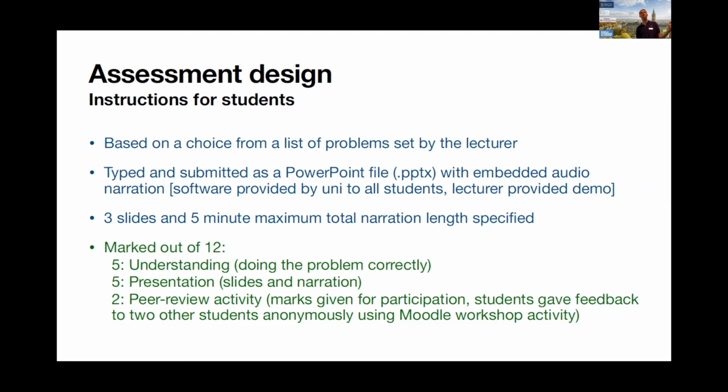So the split was 5 for doing the problem correctly, so the kinds of skills that would have been assessed on a normal tutorial sheet. 5 were for presentation skills, and then there were 2 marks for participating in a peer review activity. And this was a little bit like the second type of peer review activity that Jeremy was mentioning earlier, in that the marks were just for participation, and the students gave written feedback according to a rubric.